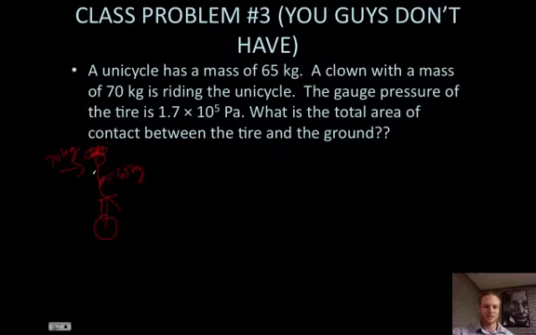Okay, this clown has no arms. There we go. The gauge pressure on the tire, the pressure in this tire is 1.7 times 10 to the 5th pascals. What is the total area of contact between the tire and the ground? Okay, so here's the ground. I'm wondering how much of this tire right there is in contact with the ground. And so our formula is P equals F over A. Pressure equals force divided by area.